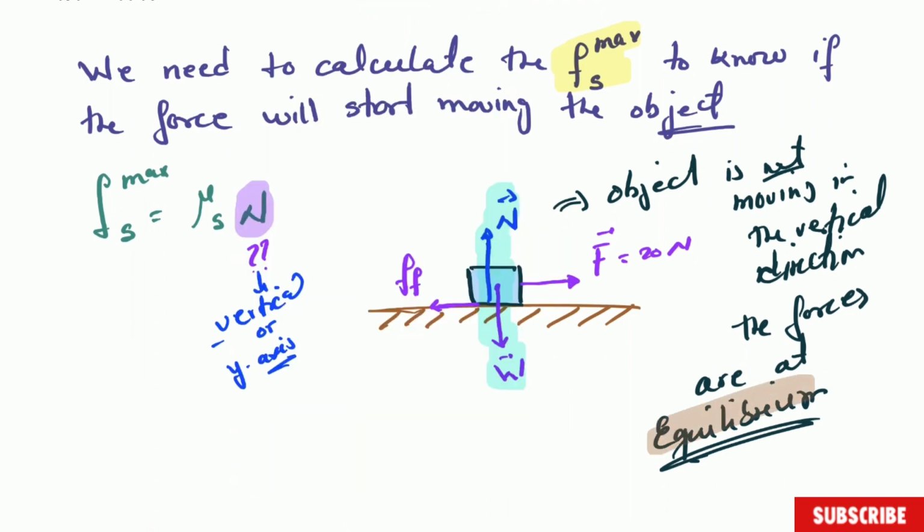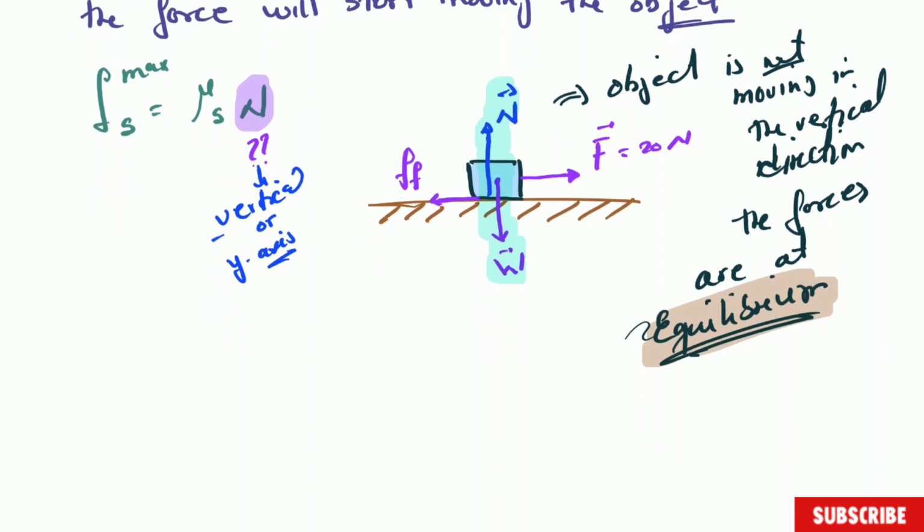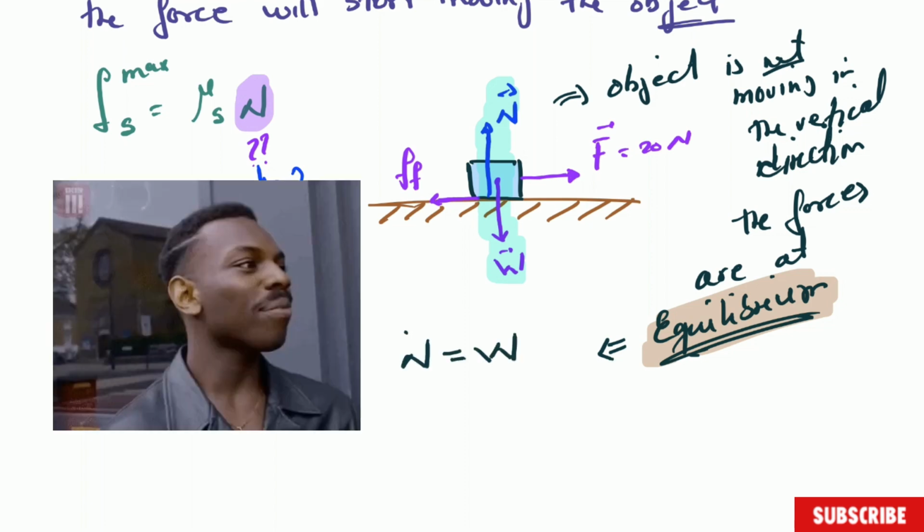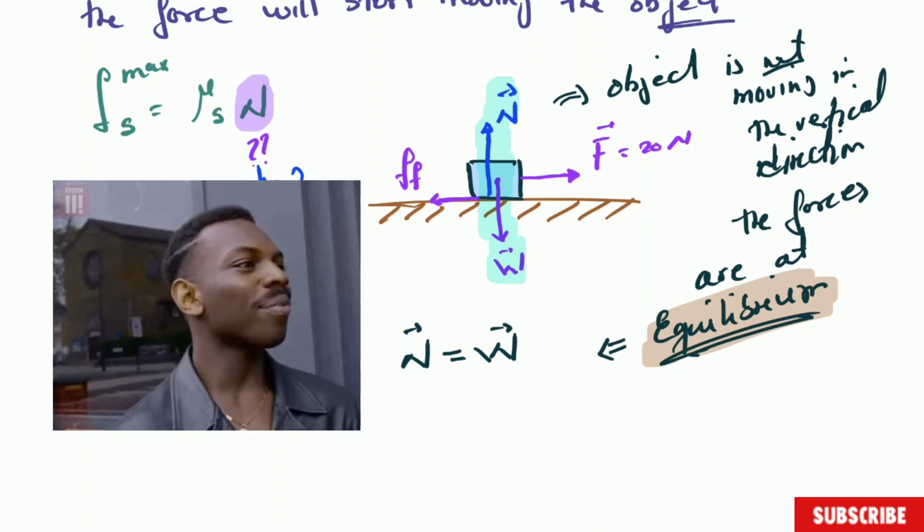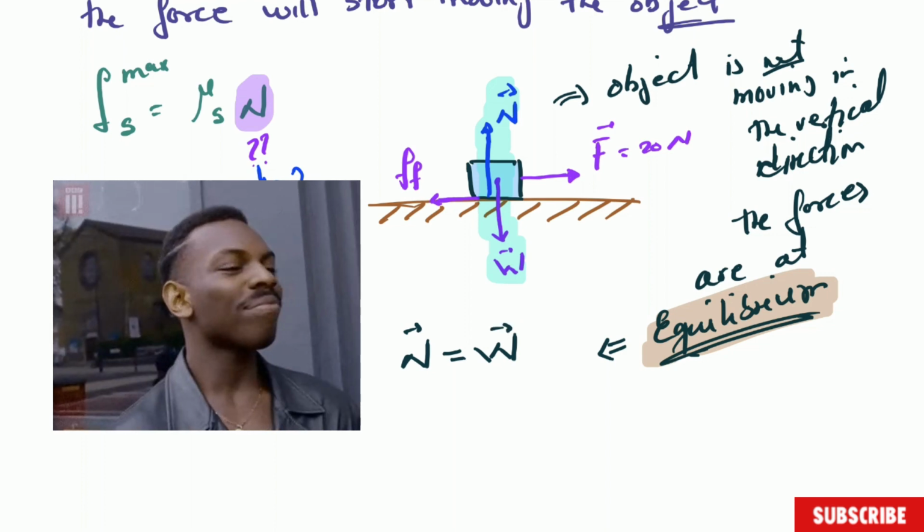This one was learned in vectors. What does it mean that the forces are at equilibrium? Everything on top is equal to everything at the bottom. In other words, we can say here that the normal force is equal to weight, because that is everything you have on top and that is everything you have at the bottom.